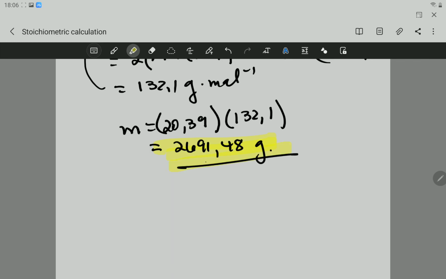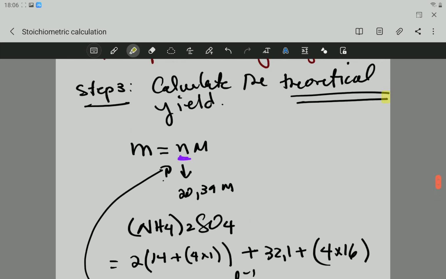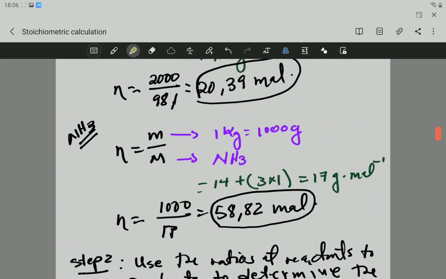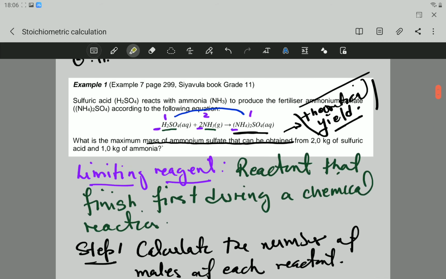Okay? Now, in the next video, we are going to learn how to calculate the percentage yield. And we are going to use the very same example. Thank you very much. I hope you understand. It is important. Without this identification of the limiting reagent, you cannot get to the next video, which is the percentage yield. Thank you very much.